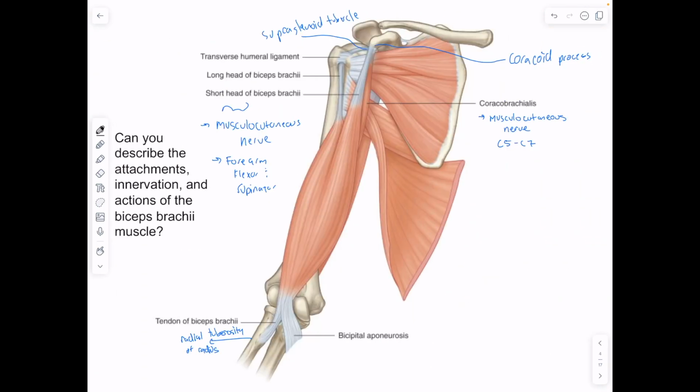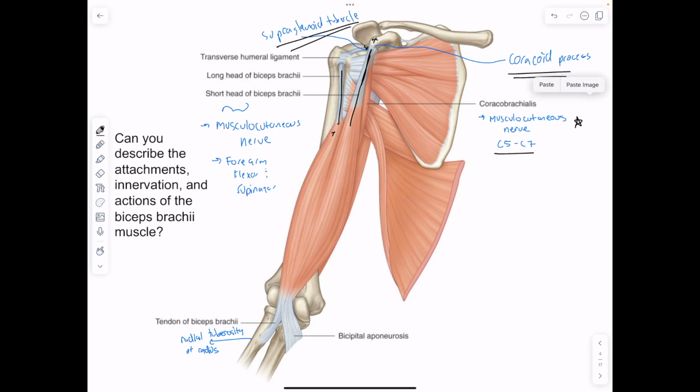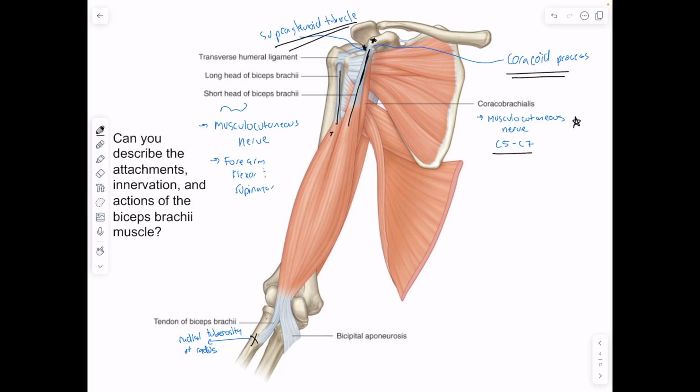Can you describe the attachments, innervations, and actions of the biceps brachii? Well, we know that the biceps has the long head right here, and it has the short head. We know this is anterior, so this is the musculocutaneous nerve, as one of the terminal parts of the brachial plexus, that's C5 through C7. We have the long head inserts at the supraglenoid tubercle, and the short head inserts at the coracoid process. So when I say long head and short head, this is the short head. This is the long head right here. These are the origins. My goodness, I'm getting tired. Insertion is down here at the radial tuberosity of the radius.